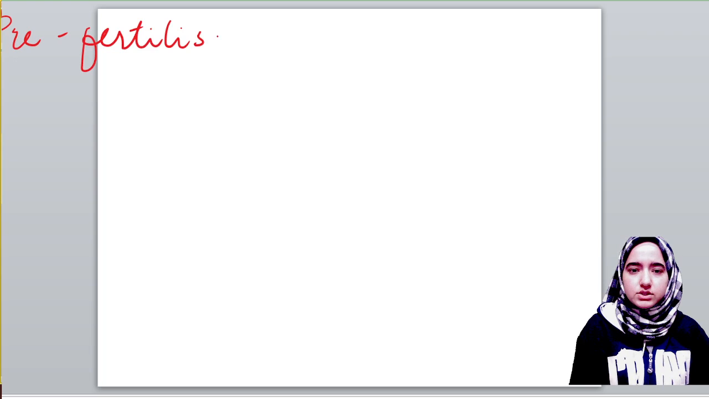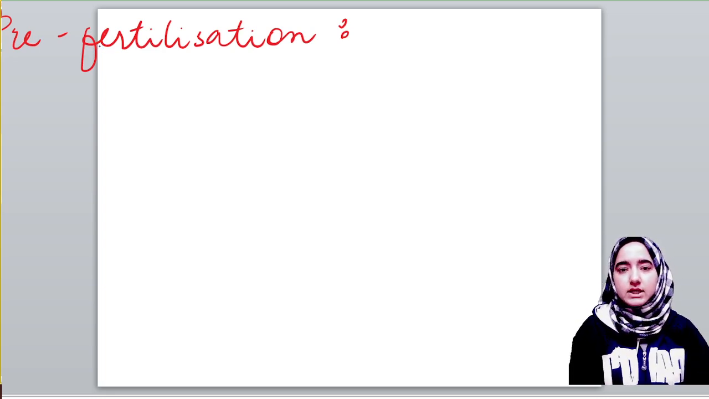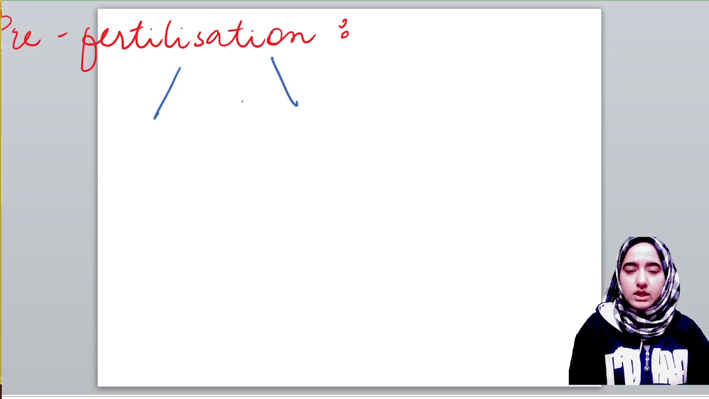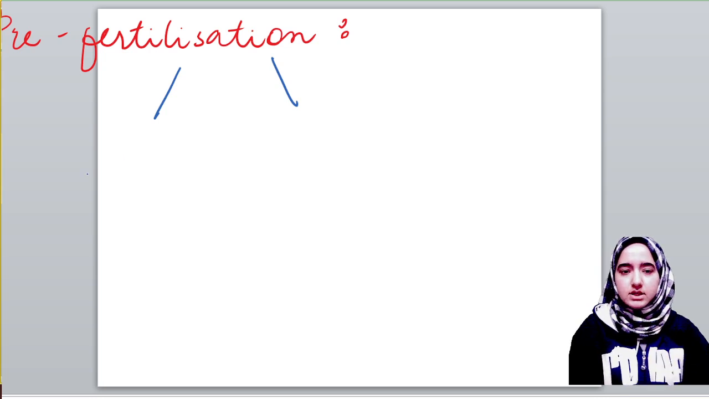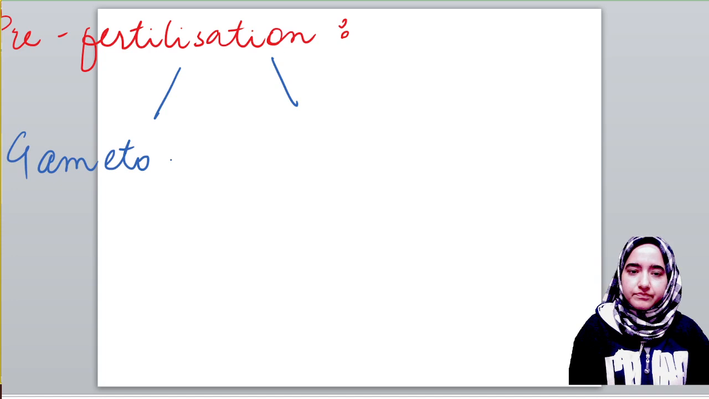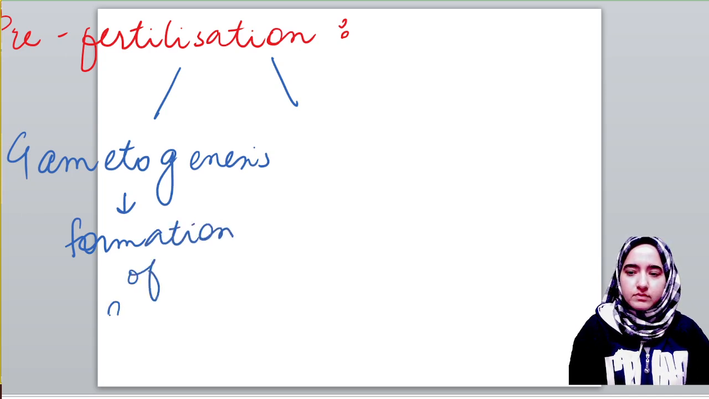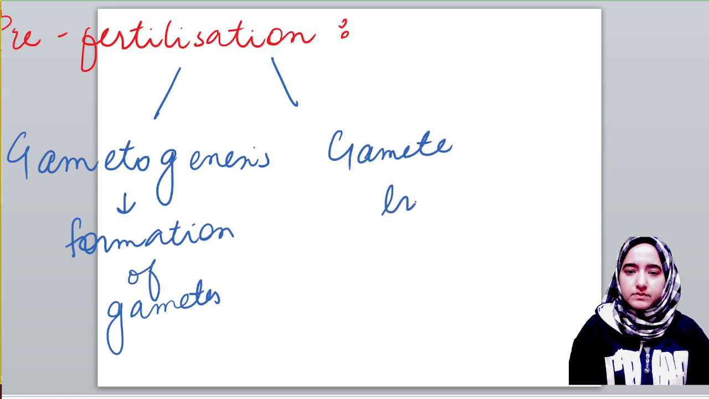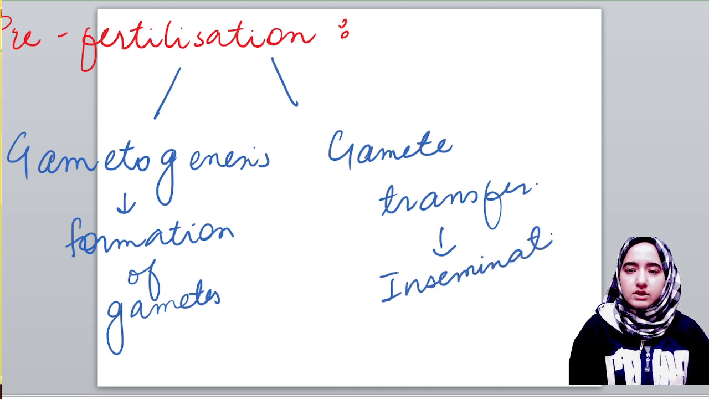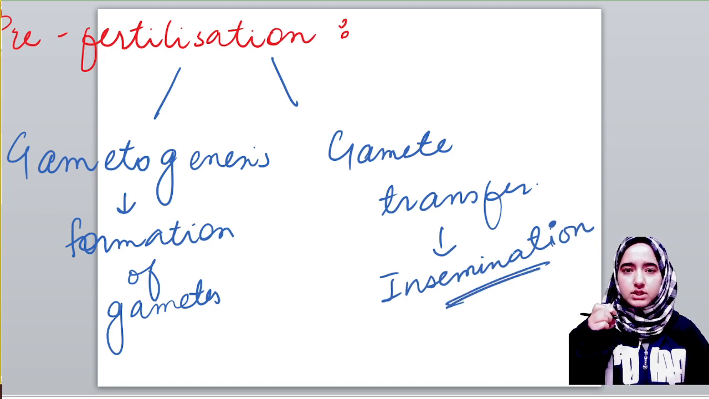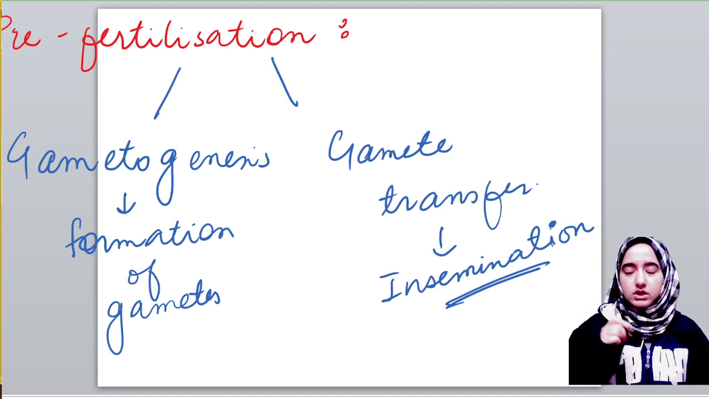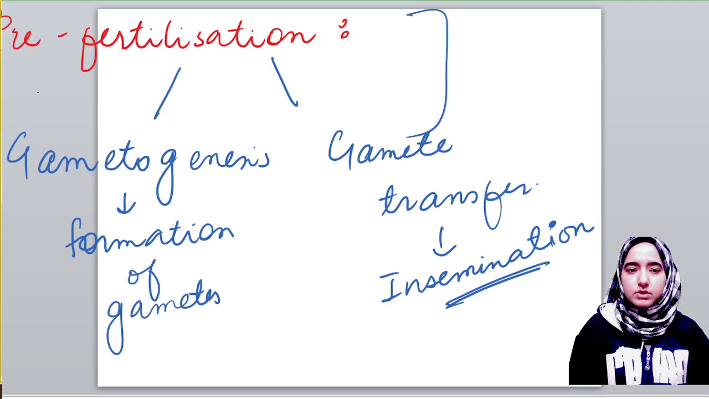See, we have pre-fertilization events. Pre-fertilization events are those events which come before fusion, and they involve two processes, or two periods. First one is gametogenesis, which means formation of gametes. And another one is gamete transfer, when insemination takes place, when the male deposits his male gametes, that is sperms, into the vagina or the female genital tract of the female. I hope this concept is clear.